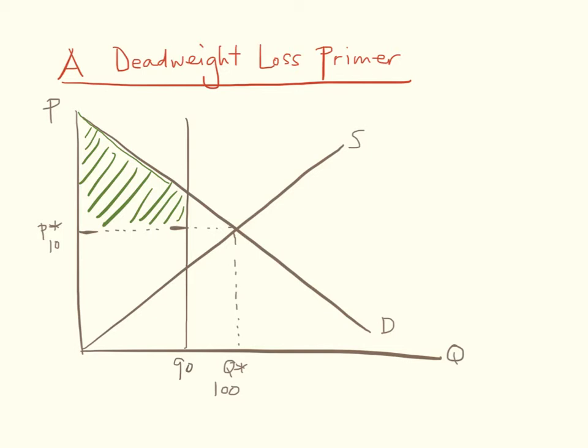notice that some people aren't able to make that sale. There's all these people over here that used to be getting consumer surplus that no longer are. Likewise, there's all these people over here, the sellers that were getting benefit from selling above their own cost, that no longer get to sell, and so we lose that area in red. That's your deadweight loss.